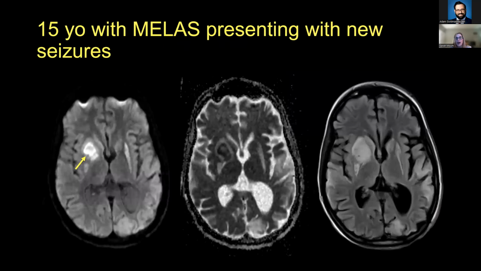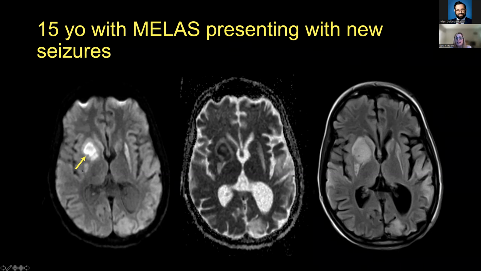Let's look at an example of how this sequence can be useful. This is a 15-year-old with known MELAS, or mitochondrial encephalopathy, lactic acidosis, and stroke-like episodes, who presented to the ED with new seizures. On this patient's imaging, we see cortical subcortical areas of FLAIR signal abnormality in the left occipital lobe, bilateral temporal lobes, as shown at screen right. And these areas of signal abnormality represent areas of prior injury. We also see abnormal restricted diffusion in the right basal ganglia.